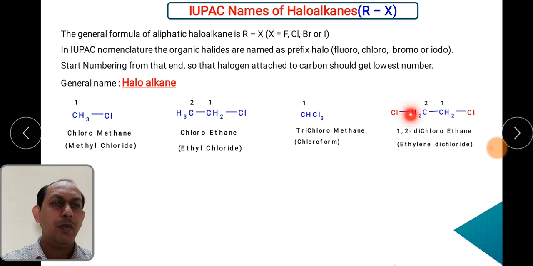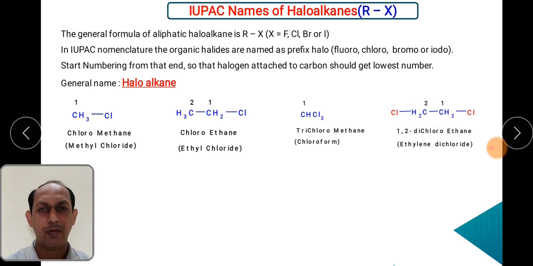Then this particular compound contains 2 halogens. Okay, so these 2 halogens are attached to adjacent carbon atoms. So we have to consider 1, 2 numbering from any one side, it doesn't matter because this is a symmetrical compound. So what is the name? 1,2-dichloroethane, or it also has the common name ethylene dichloride. 1,2 because the chlorine is attached at carbon number 1 and carbon number 2. That's why 1,2-di because it has 2 chlorines. So 1,2-dichloroethane.